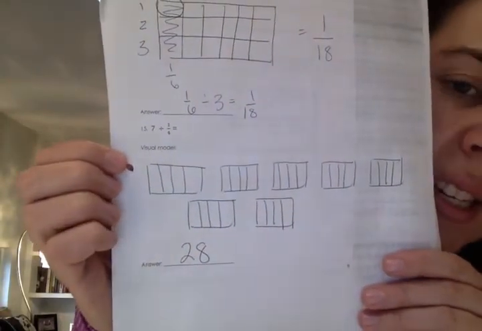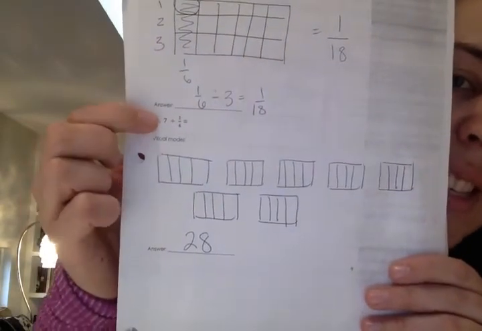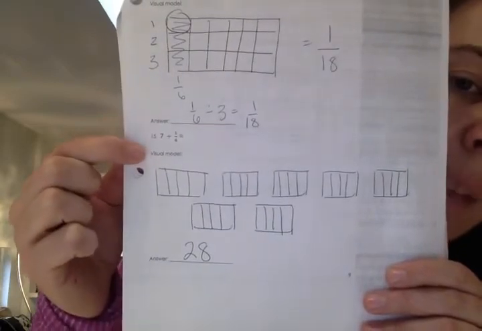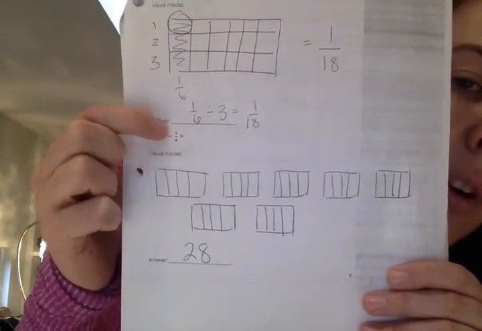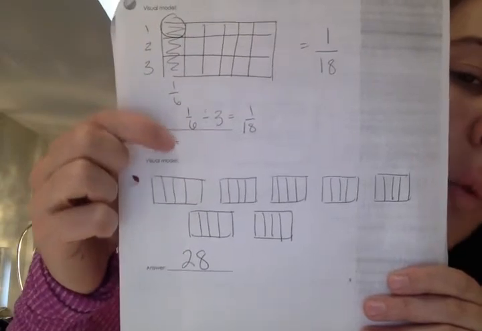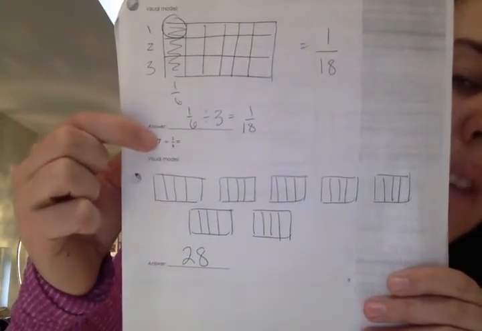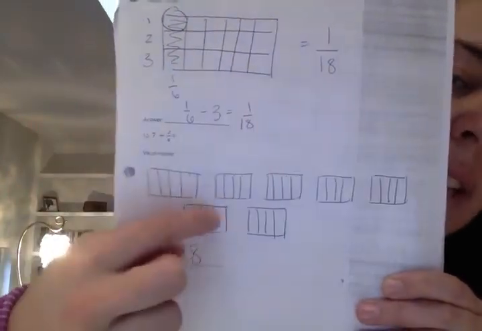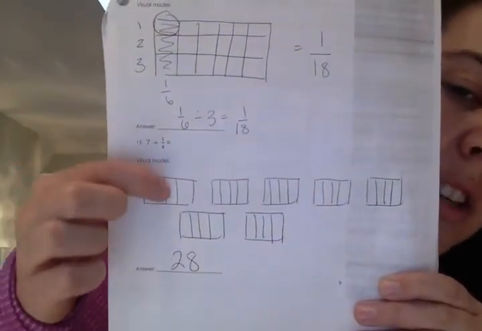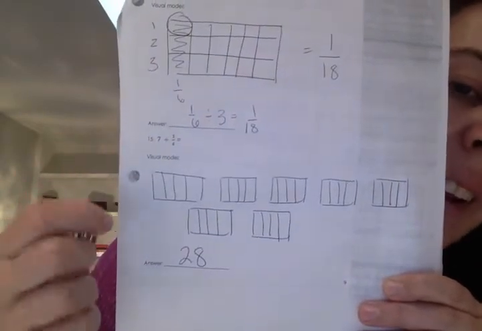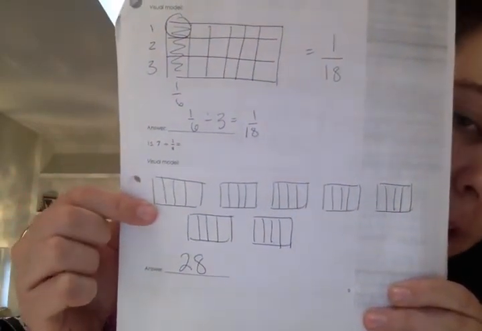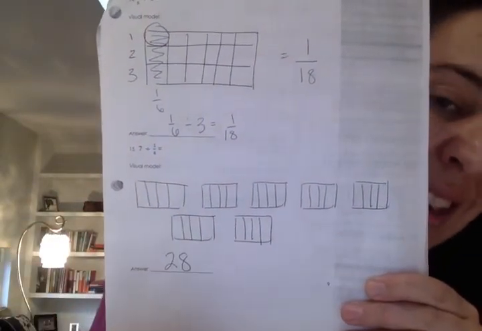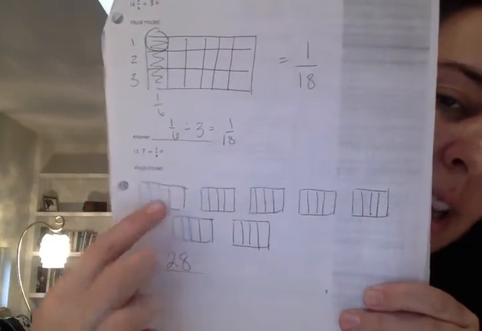And last but not least, number 15. This is 7 divided by 1/4. That's asking me how many times can 1/4 go into 7? Or how many 1/4s are there in 7 wholes? So I start by drawing 7 wholes, 1, 2, 3, 4, 5, 6, 7. And then I break each of them into fourths. And I'm trying to figure out how many fourths there are in total. So to get my answer, I just count them up. I don't shade anything at all. I just count them up. And I get 28.